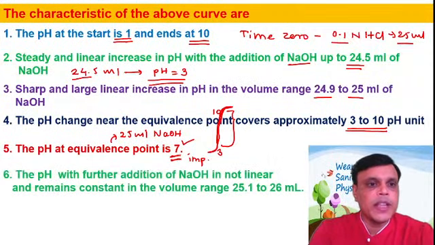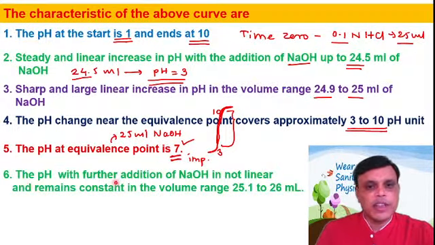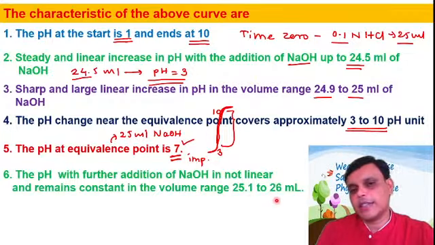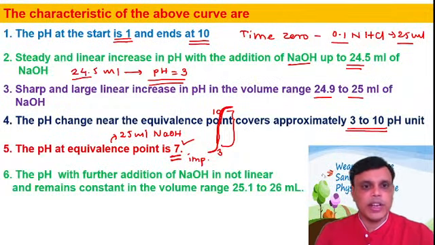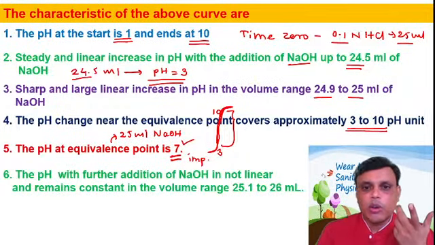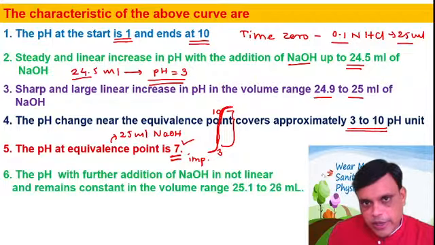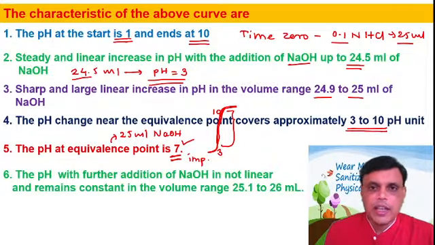The next point: the pH with further addition of NaOH is not linear and remains constant in the volume range 25.1 to 26 ml. So after the equivalence point is over, there will be no increase in the pH. See this point here, it will remain constant. However much NaOH you add, the pH will not increase. At this point it will stay constant.